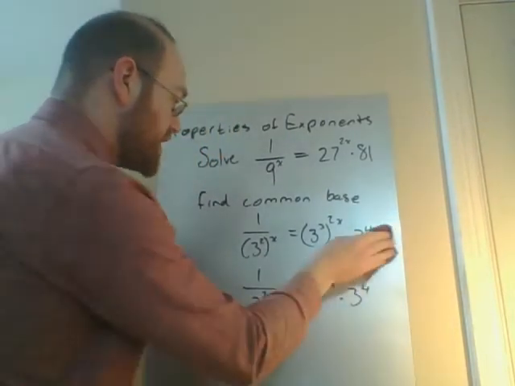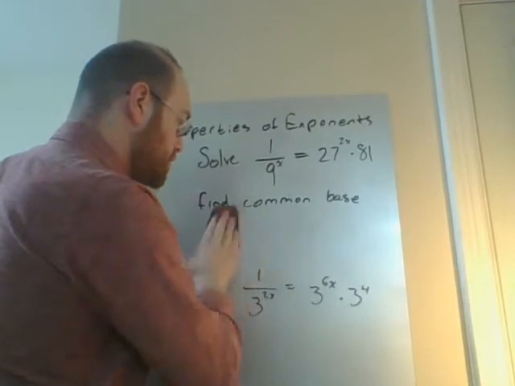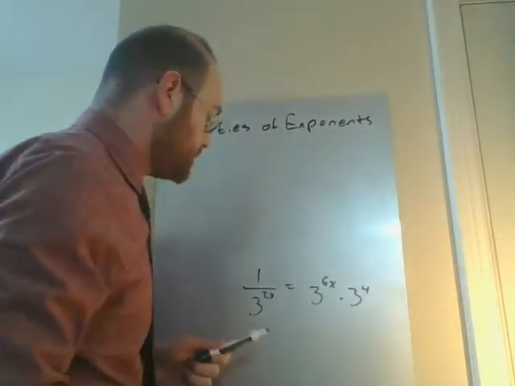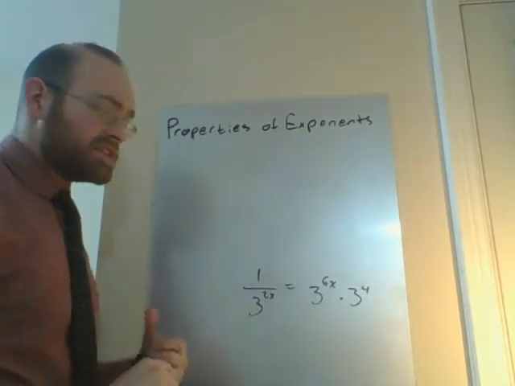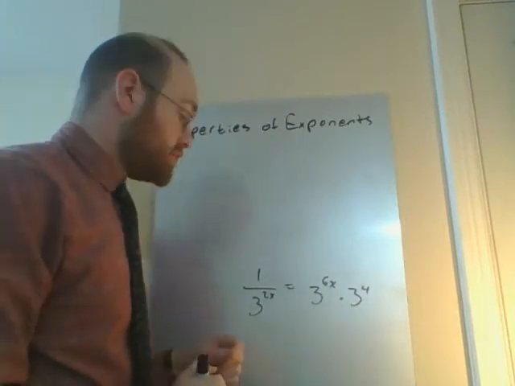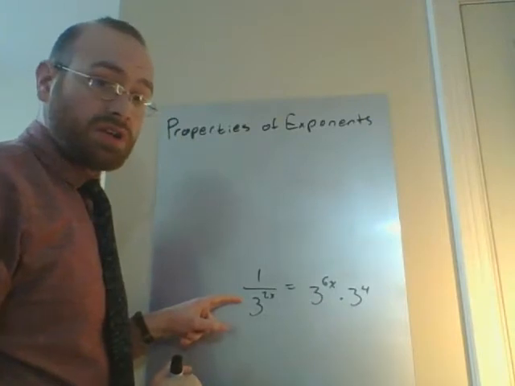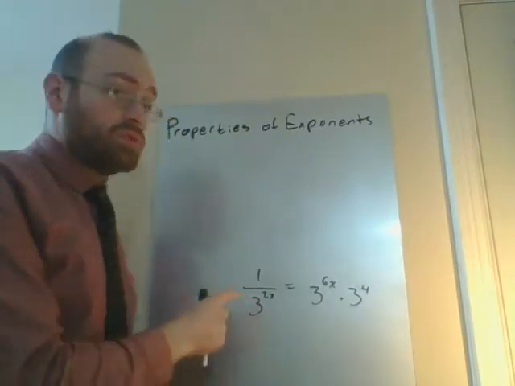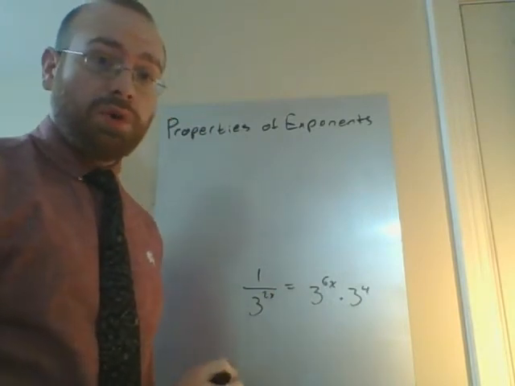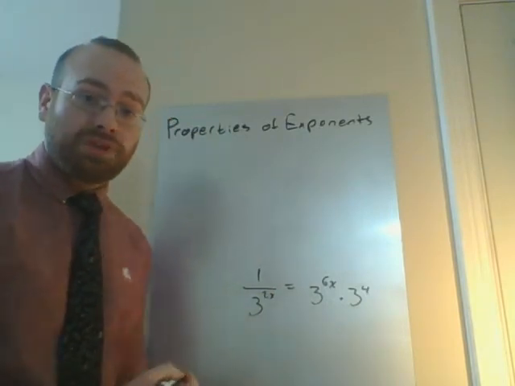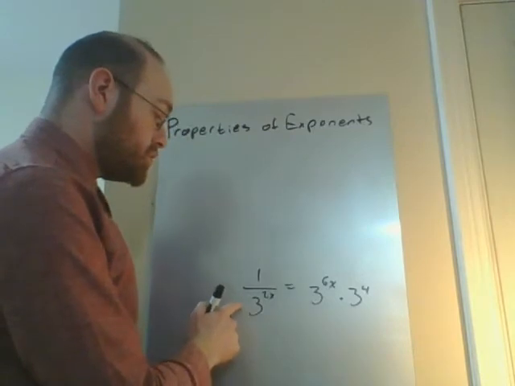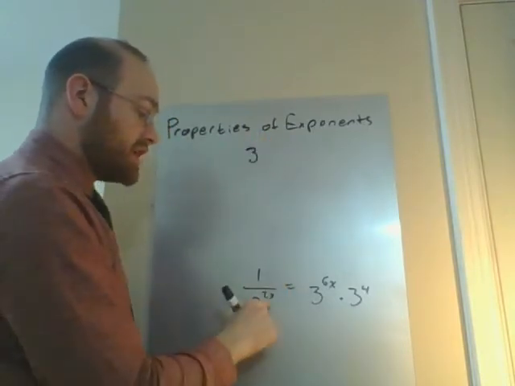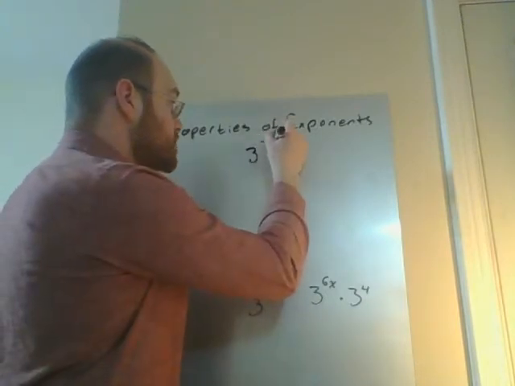Now it looks like I'm running out of space moving down, so I'm going to free up some space up here. The next property that we're going to use is the quotient property. So if we move a factor from the denominator to the numerator, or in the other direction, we can do that by making the exponent negative. So to write this as 3, not 1/3, I have to make this negative 2x.